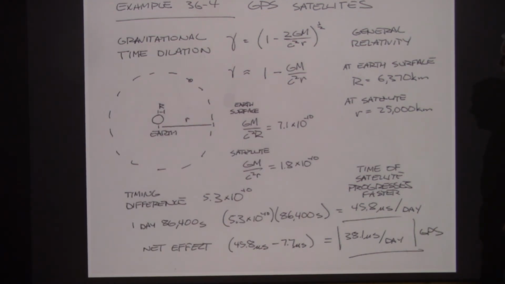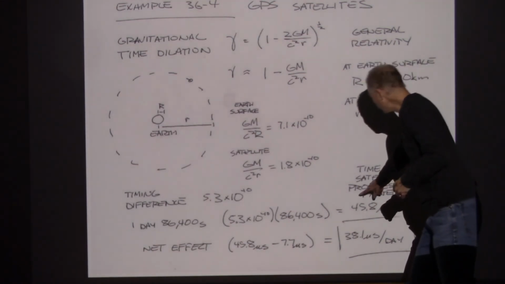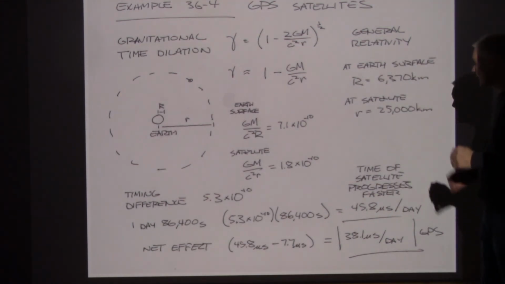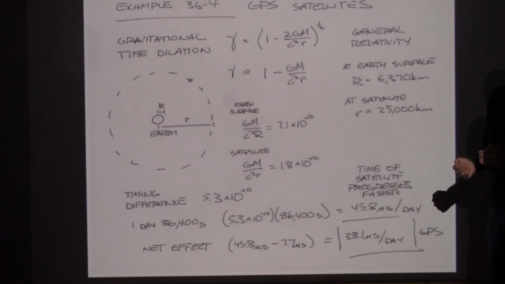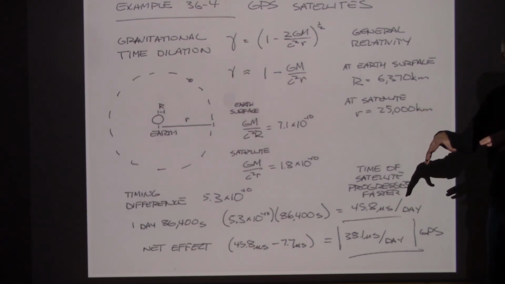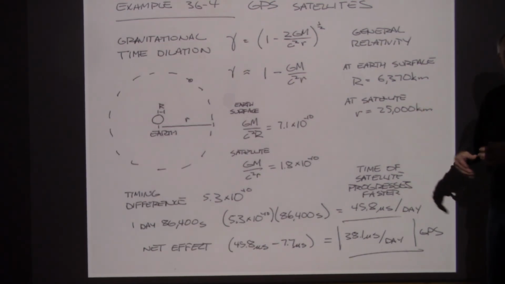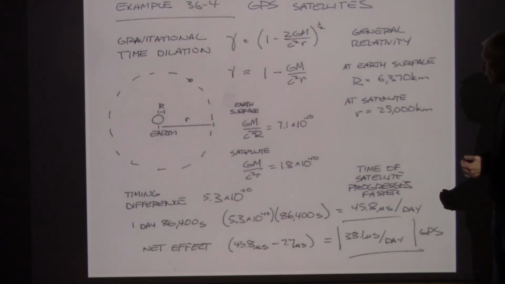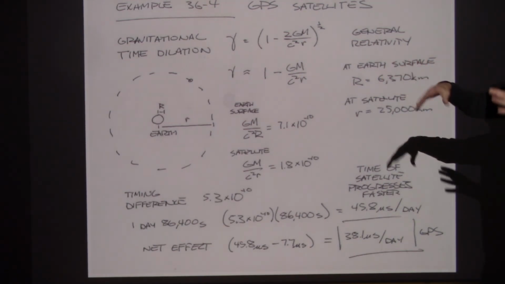So the satellite, during the same time interval, 45.8 microseconds more time passes. We're deeper into the gravitational field, and as a result, the time dilation is, time is not passing at quite the same rate.